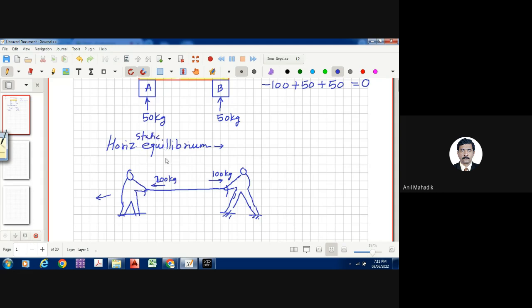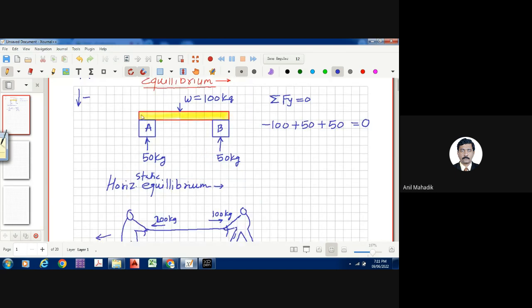That means the object should be stationary. In that case, see here, we have seen this beam. Will this beam be stationary or not? Yes, sir, it will be stationary, because both supports are giving equal and opposite reactions to this vertical load, and due to that it is statically in equilibrium. So we can say stationary object.